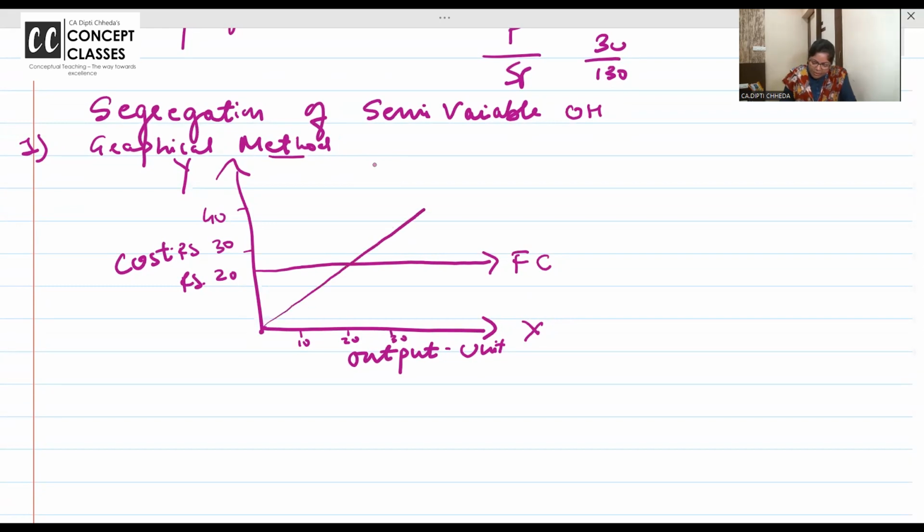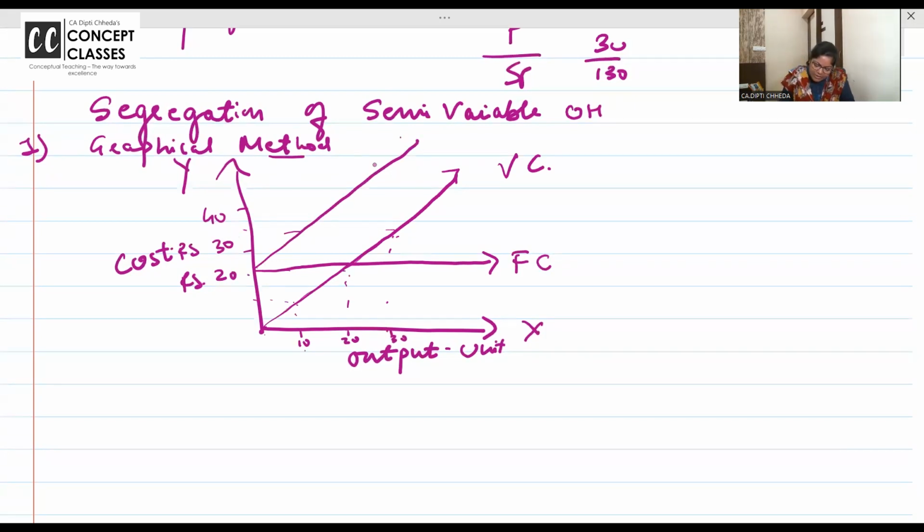Now your variable cost is like this. 0 units produced, 0 variable cost. 10,000 units produced, then 10,000 cost. 20 produced, then 20. 30 produced, so 30. So your variable cost starts from 0.